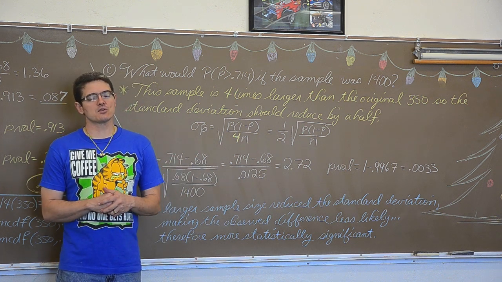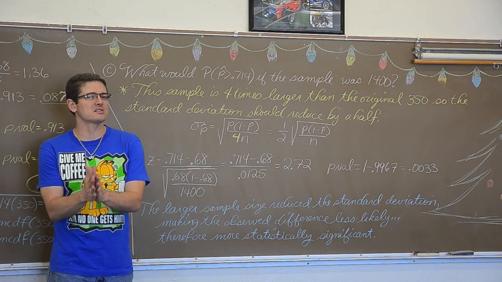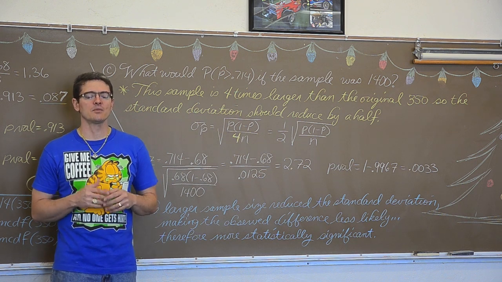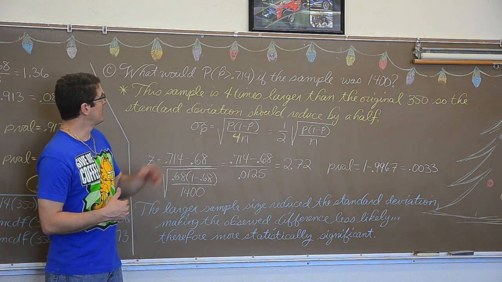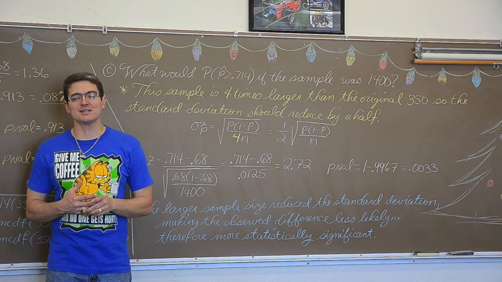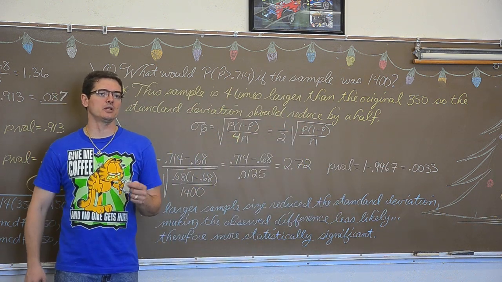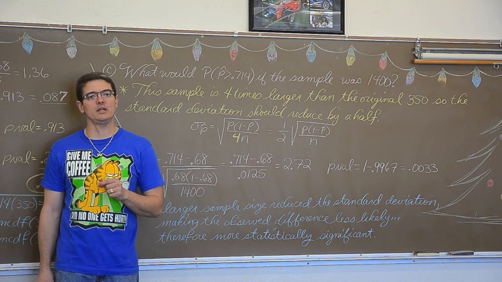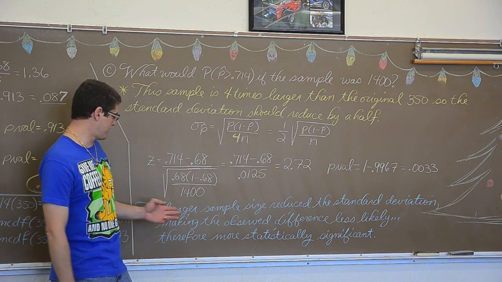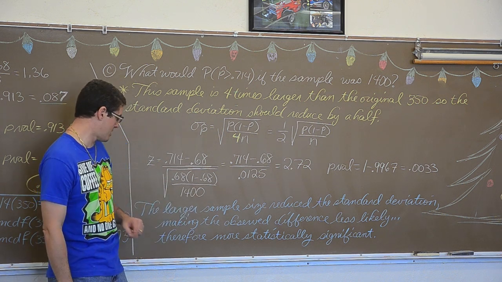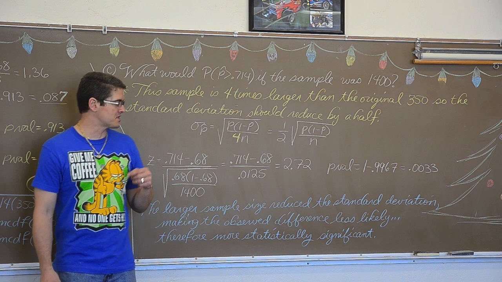Which means that if I were to observe a 71% or higher proportion, then that's very strong evidence that the given information was false. I'm kind of getting ahead of myself a little bit with the language, but you always do your significance test assuming the given information is true. Well, if it was true, and I did observe a sample proportion of 0.714, that gave me a very, very small probability of occurring if the given information was true. So this is what you would call a statistically significant event. The larger sample size reduced the standard deviation, making the observed difference much less likely, therefore a more statistically significant event.